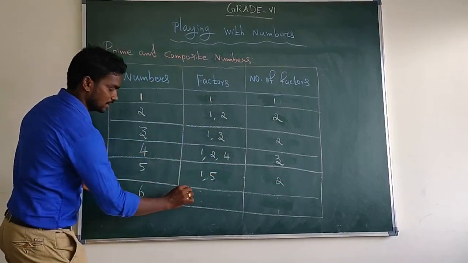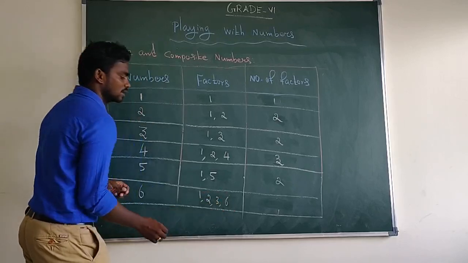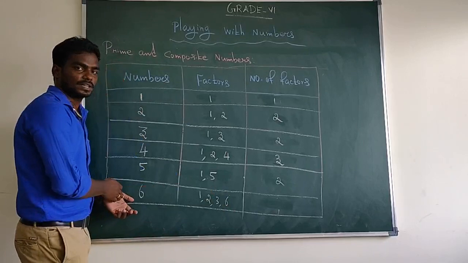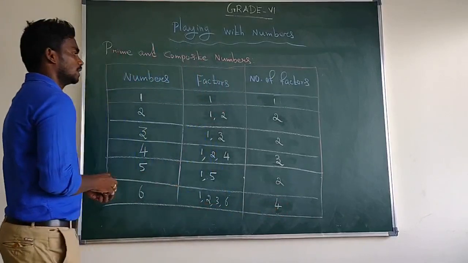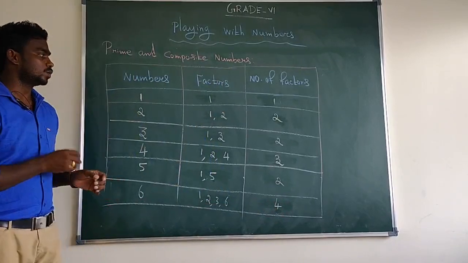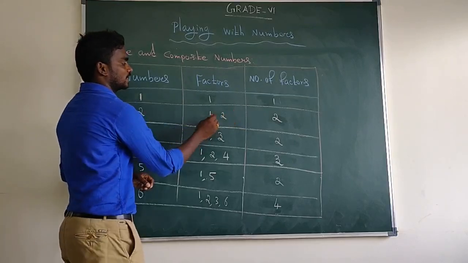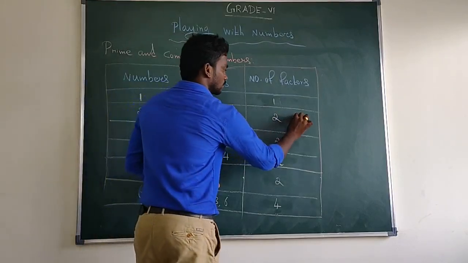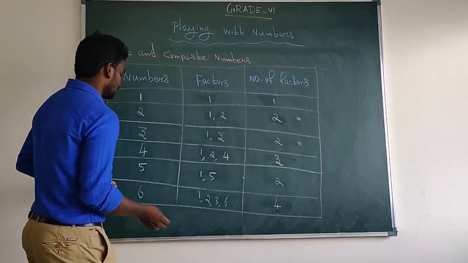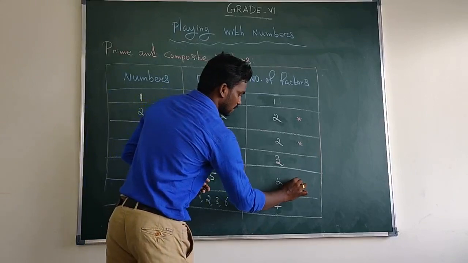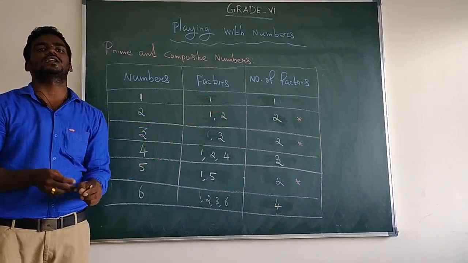What are the factors of 6? The factors of 6 are 1, 2, 3 and 6. So 1, 2, 3 and 6 are factors of 6. What is the number of factors? That is 4. Now listen. Which numbers have only 2 factors? The factors are the number 1 and itself. 2 has only 2 factors, that is the number 1 and itself. So 2 has 2 factors and the number 3 has only 2 factors. Which other numbers? The number 5 has only 2 factors. A number that has only 2 factors, 1 and the number itself, is called a prime number.